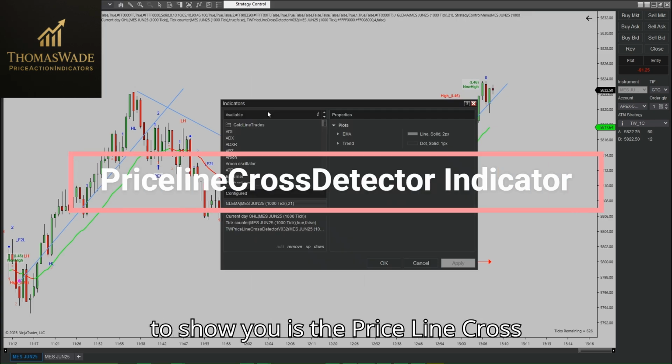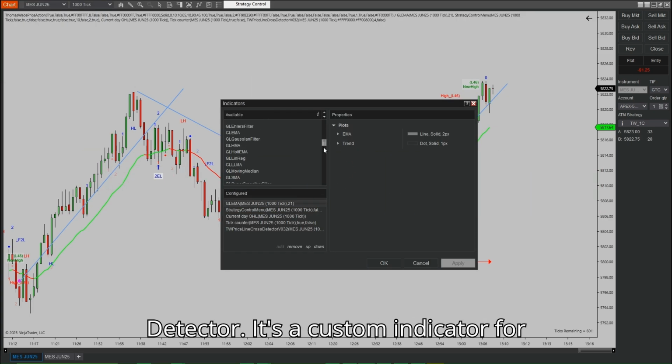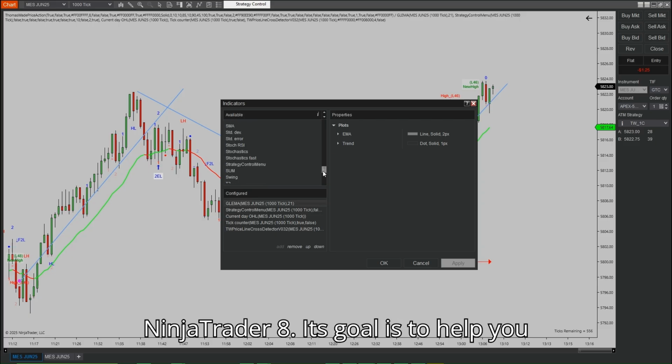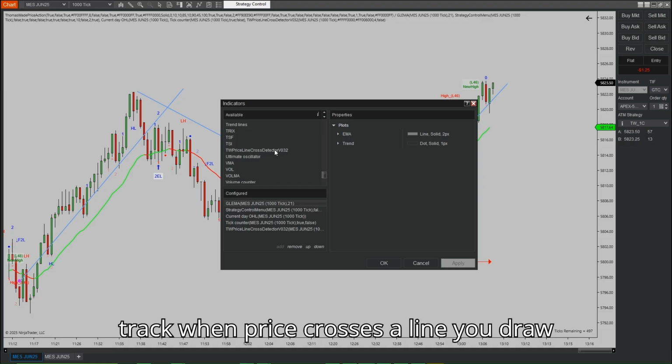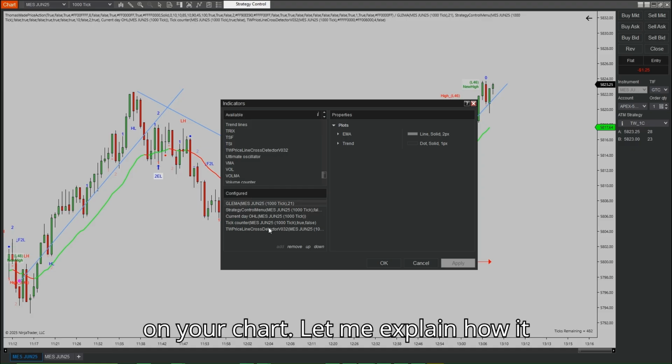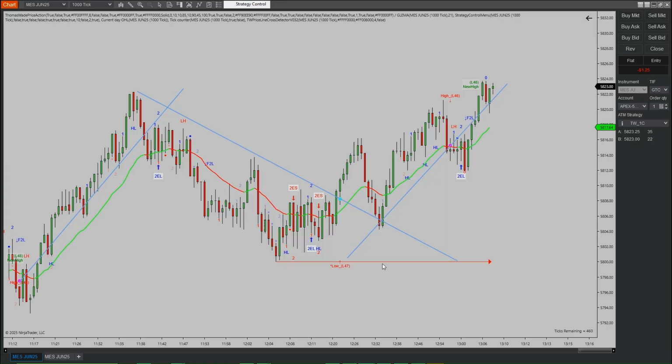The tool I want to show you is the PriceLineCrossDetector. It's a custom indicator for NinjaTrader 8. Its goal is to help you track when price crosses a line you draw on your chart. Let me explain how it works.